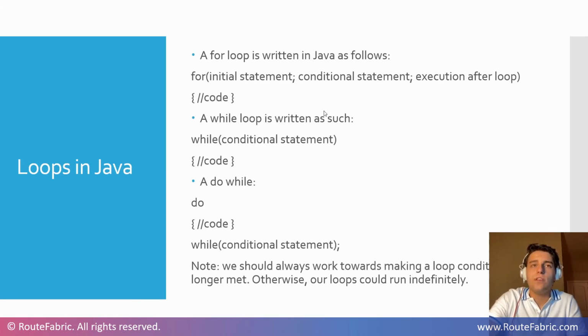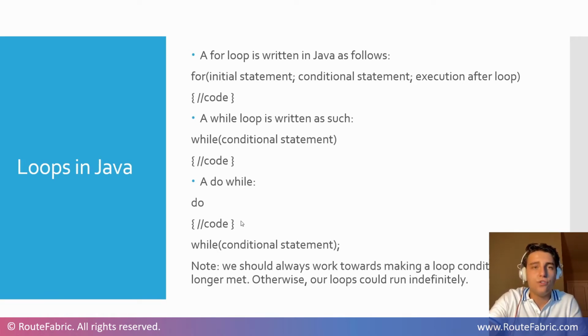A while loop is written as while, and then some conditional statement in here. And then we're going to execute the code within the curly braces. We can do here, while number of dishes washed is less than 10 or whatever. We can put anything in here, any conditional statement that can be evaluated to a Boolean value.